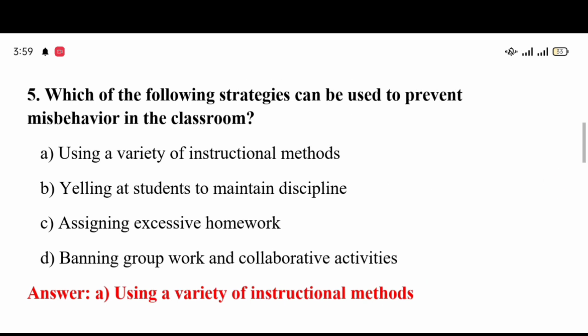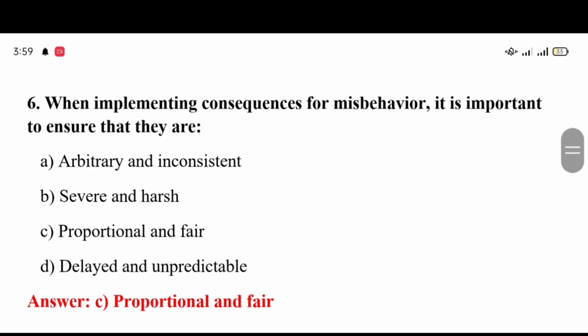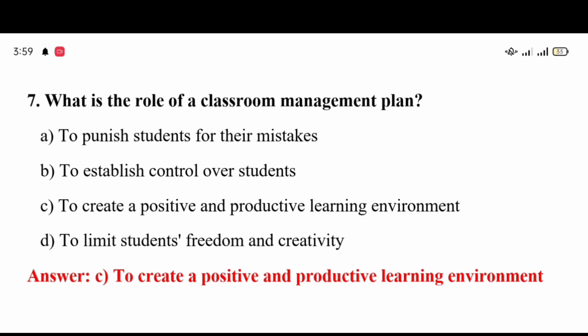Question number 5. Which of the following strategies can be used to prevent misbehavior in the classroom? Answer: using a variety of instructional methods. Question number 6. When implementing consequences for misbehavior, it is important to ensure that they are: Answer: proportional and fair. Question number 7. What is the role of a classroom management plan? Answer: to create a positive and productive learning environment.